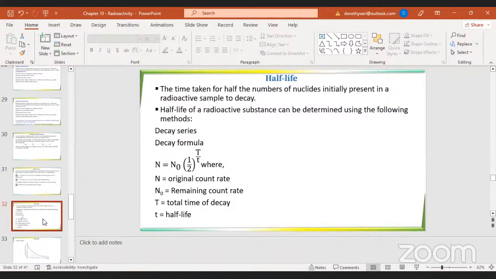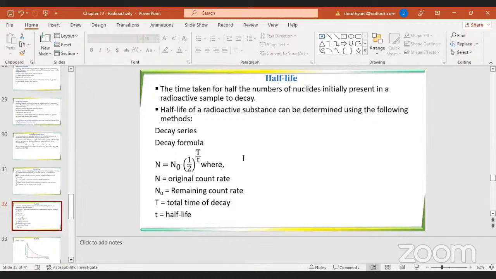Time taken for half the number of nuclides present to decay. For example, if you have 10, half of 10 is 5. The time it takes for the number to reduce to 5, that's what we are referring to as half-life. The time it will take 5 nuclides to decay to half, which is 2.5, that time is what we are referring to as a half-life. So half-life of a radioactive sample can be determined using this equation.